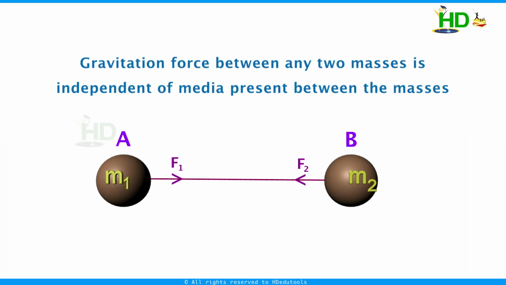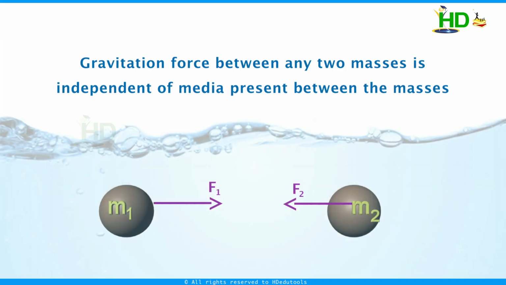That means, suppose we consider two masses m1 and m2 in air. Let us consider F as the gravitational force acting between them. If the same masses are taken in water, then also the gravitational force between them is the same. It is independent of the nature of the material present between the masses.